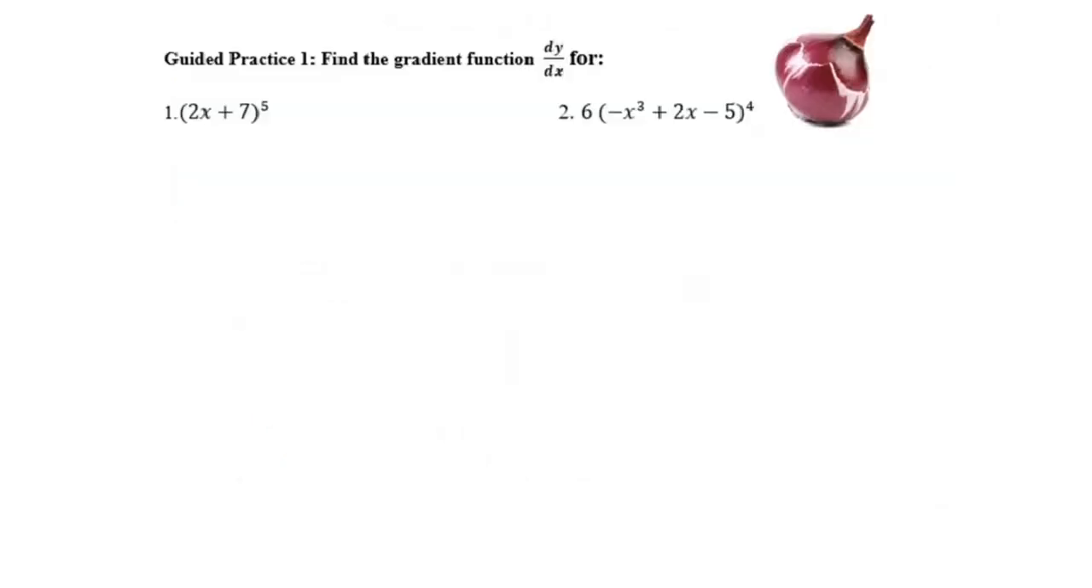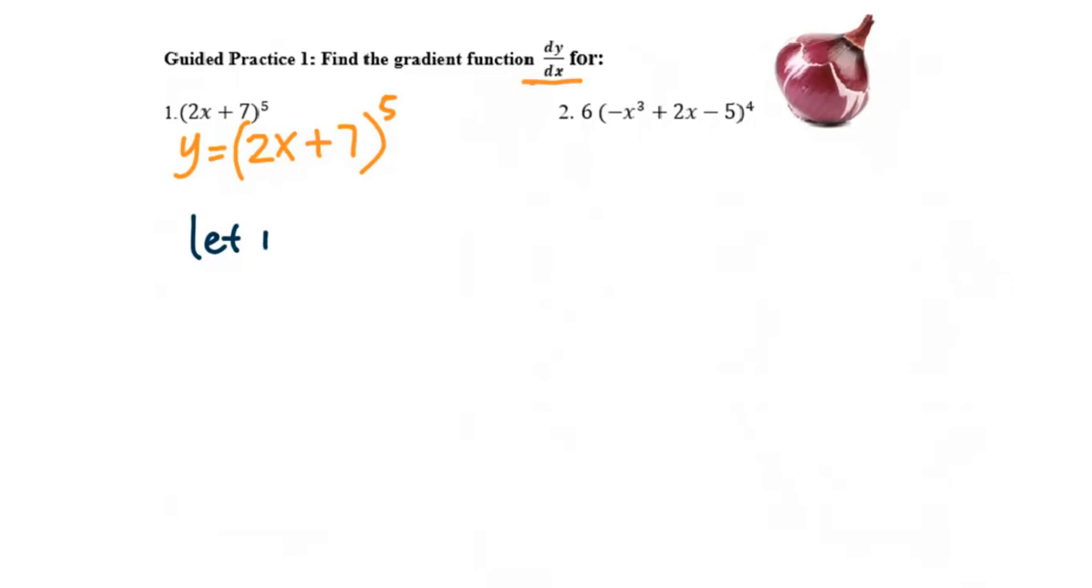Let's talk about number 1. Find the gradient function dy by dx. We know y equals (2x plus 7) to the 5th power. And you will think this is so complicated. I only learned power rule, so how to figure this out?